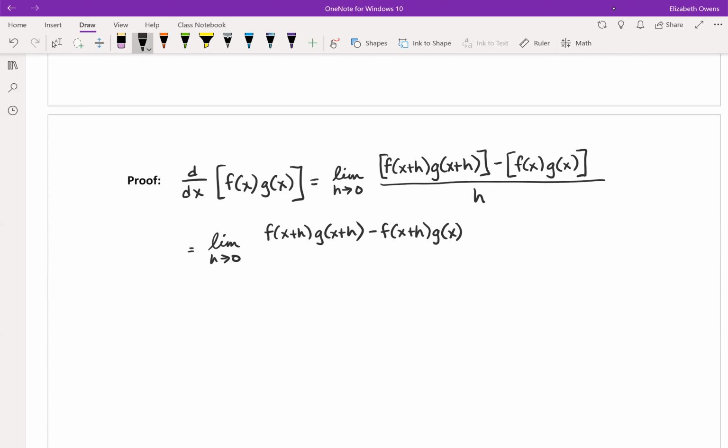And then we're going to have our minus f of x, g of x on the end. So minus f of x, g of x. All of that over h. Okay, so just for the proof's sake, I'm going to highlight this little thing we did there and label it as a sneaky trick, because it really is.